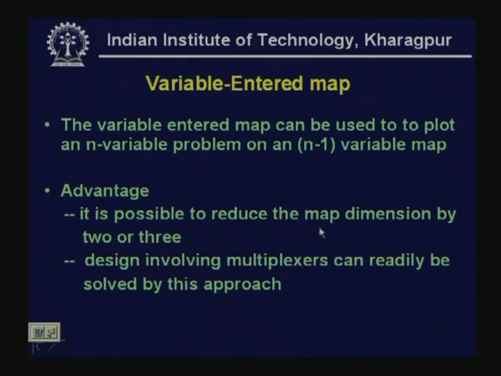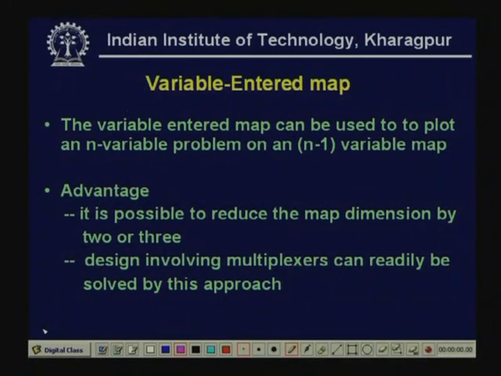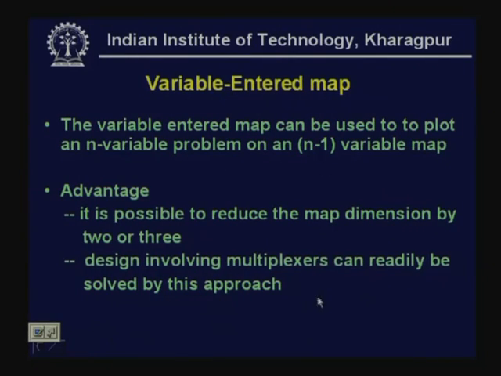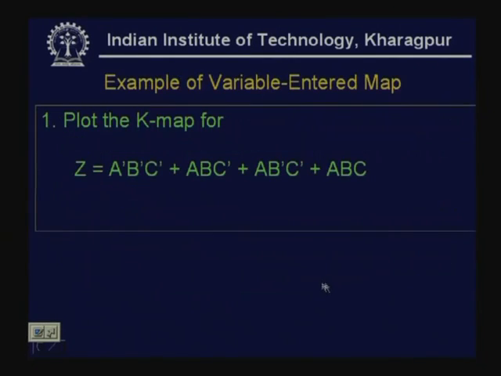And designs involving multiplexers can readily be solved by this approach. So, this is another big advantage. That means if my design problem involves multiplexers, like the examples we have just discussed, AC plus BC bar, that type of equation or function, then it will be very good to choose the variable entered map. So, now we see what we mean by it, and how it differs from the normal K map.